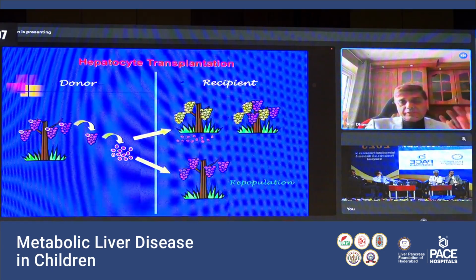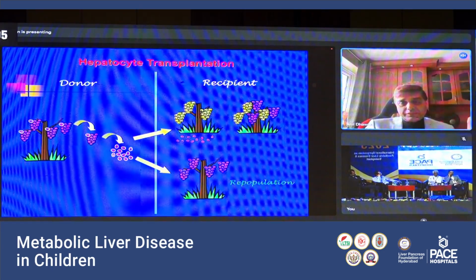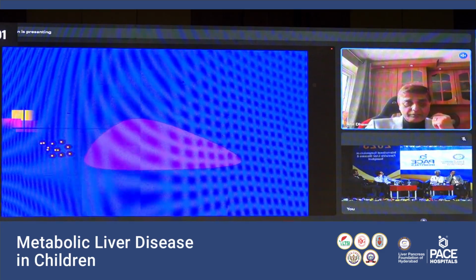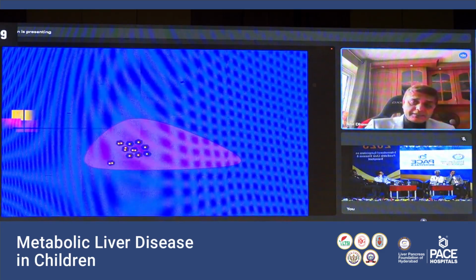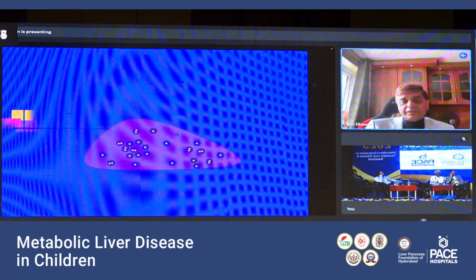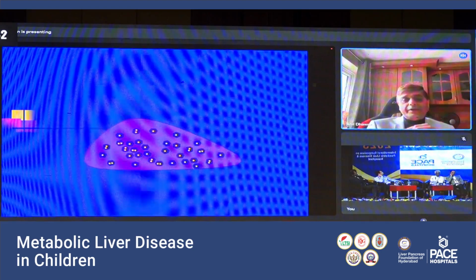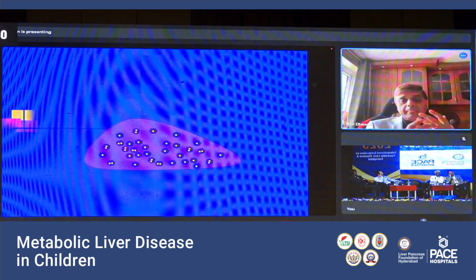So this is where the concept of liver cell transplantation comes in, which we have attempted, and so have others. Can you grow the trees, or can you grow the liver? The idea is that if you transplant liver cells into a liver with an underlying defect, you give a competitive advantage to the cells that you're transplanting, and those cells can divide and repopulate the liver.